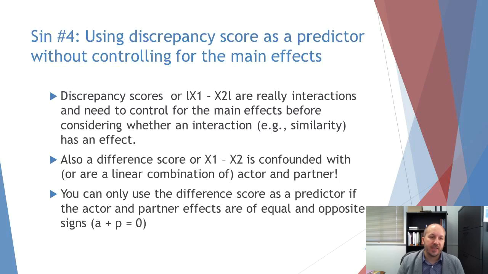The fourth sin is using discrepancy scores as a predictor without controlling for the main effects. This is kind of similar to that last one, but rather than summing the scores together, they take the difference of the two scores and then use that in their analyses. This is, again, inappropriate to do unless the actor and partner effects are equal, and it's specifically for discrepancy scores, they're equal and opposite to each other. However, with dyadic analysis tools, you don't need to worry about this because you can just do a dyadic analysis and test for distinguishability and do it correctly.